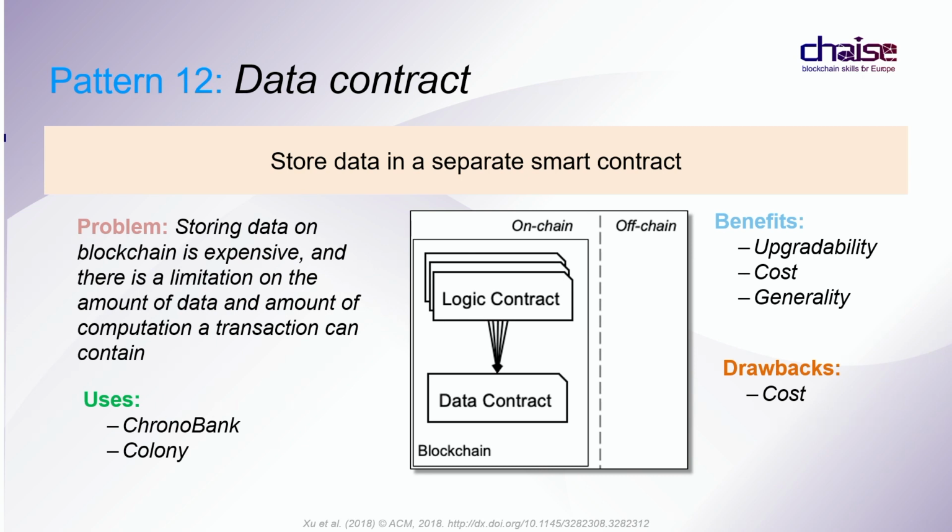Benefit: upgradability. By separating data from the rest of the code, the logic of the application can be upgraded without affecting the data contract. Cost: since the data is separated from the rest of the code, there is no cost for migrating data when the application is upgraded. Generality: if the data can be cleaned separately and generalized, there would be an additional benefit. The generic data contract can be used by all related logic smart contracts. Drawbacks: cost. If a public blockchain is used, storing a piece of data in a generic data structure costs more money than a strictly defined data structure.